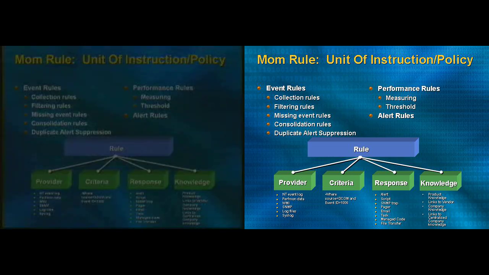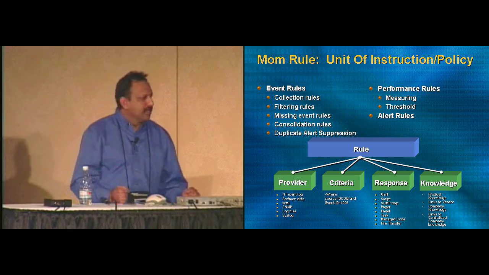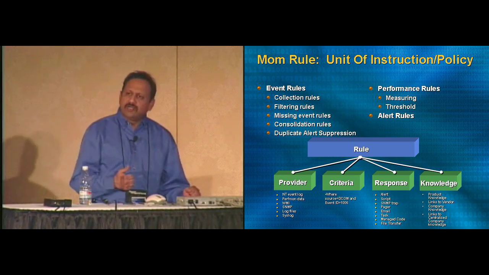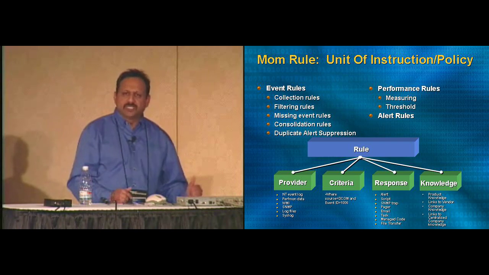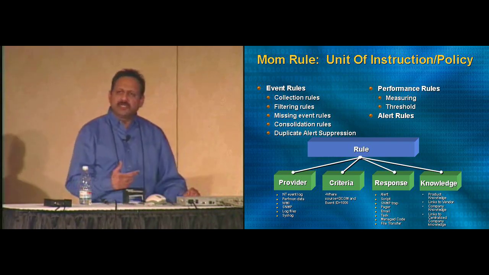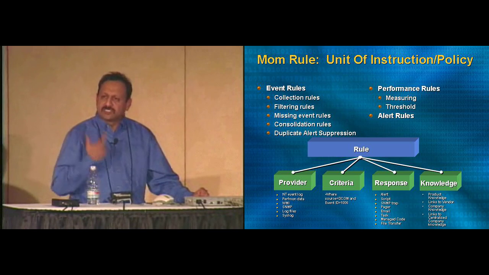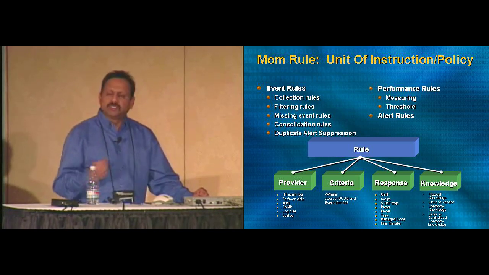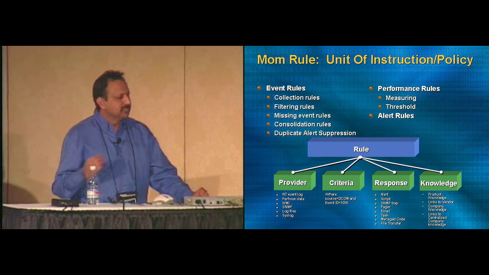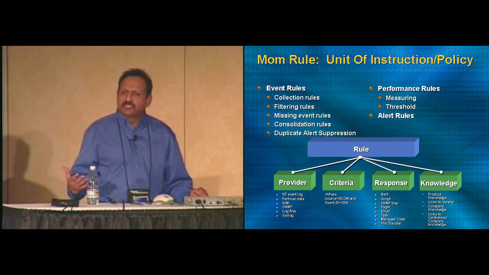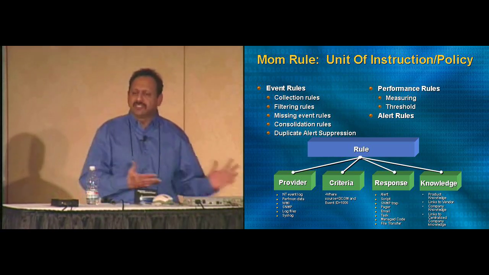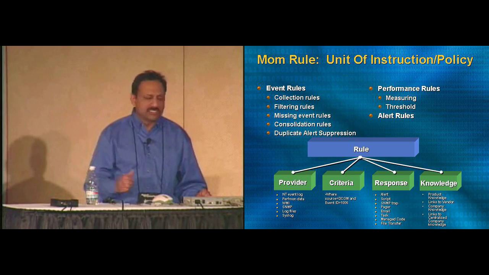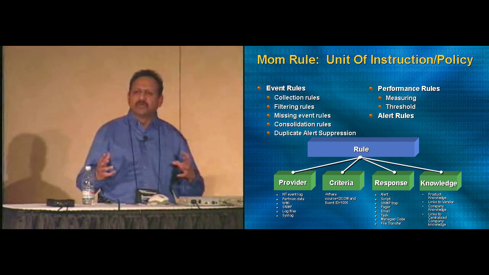Looking a little deeper into the architecture, first we need to cover what a rule is, which is your unit of instruction or a policy for monitoring. A MOM rule is made out of a provider, which says where you get the data from; a criteria, which is probably the key part of the rule, which says how to look for a match; a response, which is what you do when a match occurs; and some supporting knowledge so that the alerts we generate from this rule have some information attached to them. All that makes up a rule.